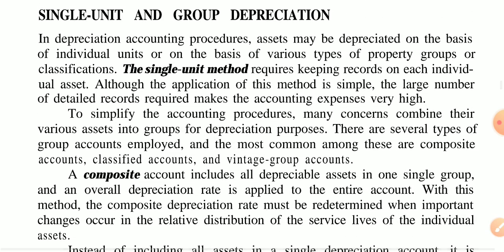Single and group depreciation part. In depreciation accounting procedures, assets may be depreciated on the basis of individual units or on the basis of various types of property, group or classifications. The single unit method requires keeping records on each individual asset. Although some applications of this method are simple, the large number of detail records required makes the accounting expenses very high.